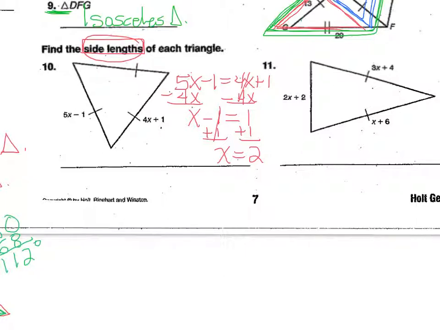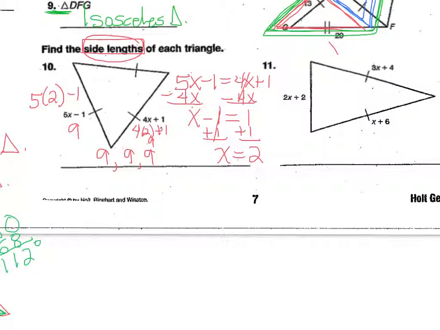So should I plug it into both of them? Yeah, sure, you could put them into both of them. But that should give you the same answer. 5 times 2 is 10 minus 1 is 9. And the same thing here, 4 times 2 is 8 plus 1 is 9. So the side lengths are just 9, 9, and 9. Okay. Now go ahead and try number 11. Find the side lengths of number 11, please.